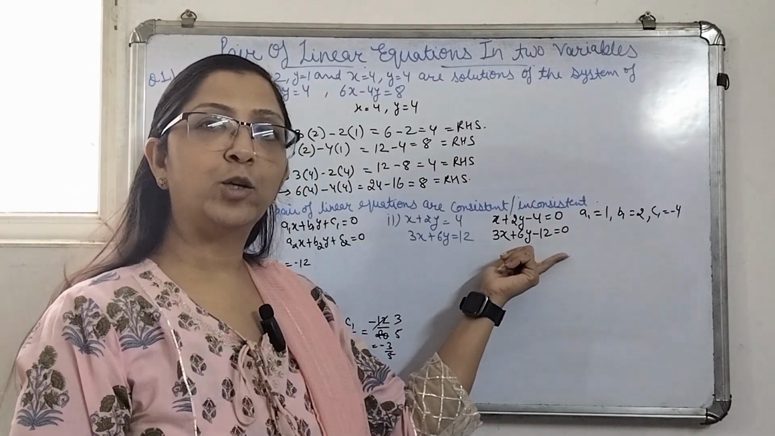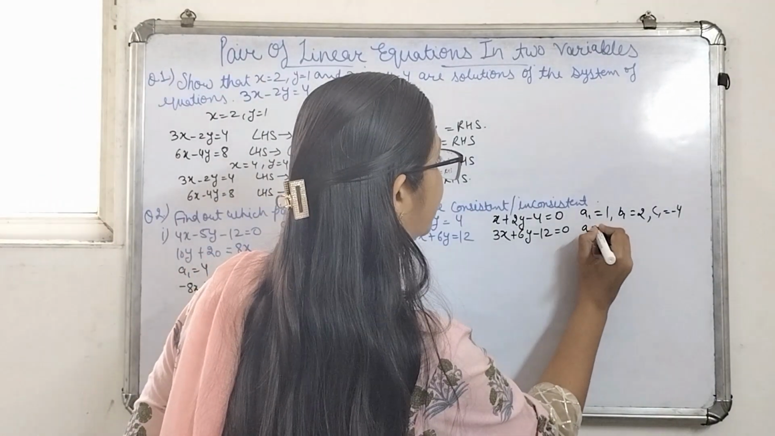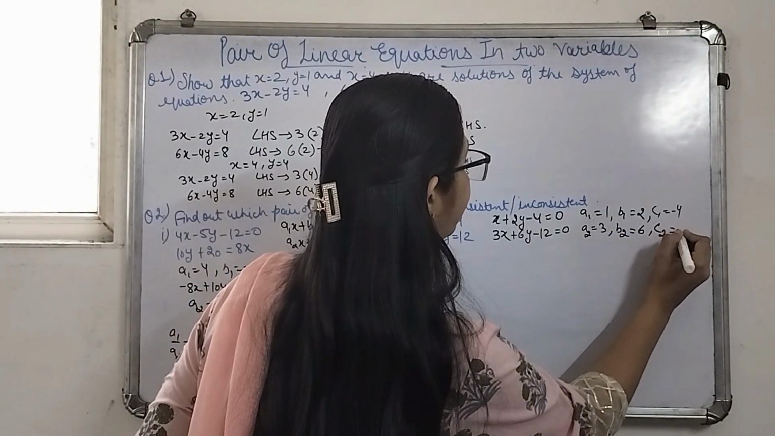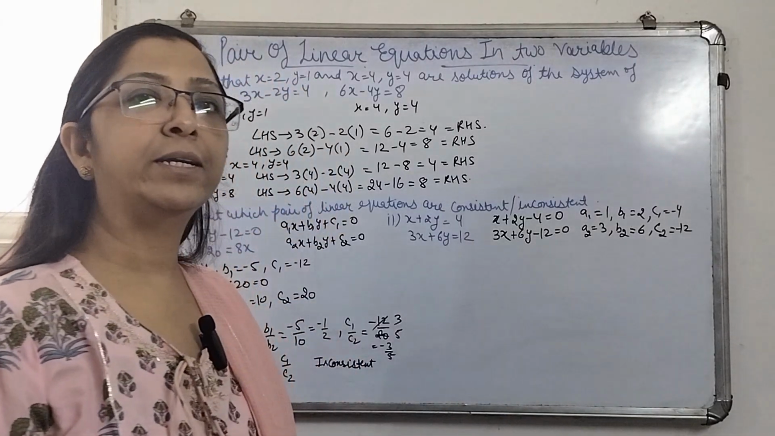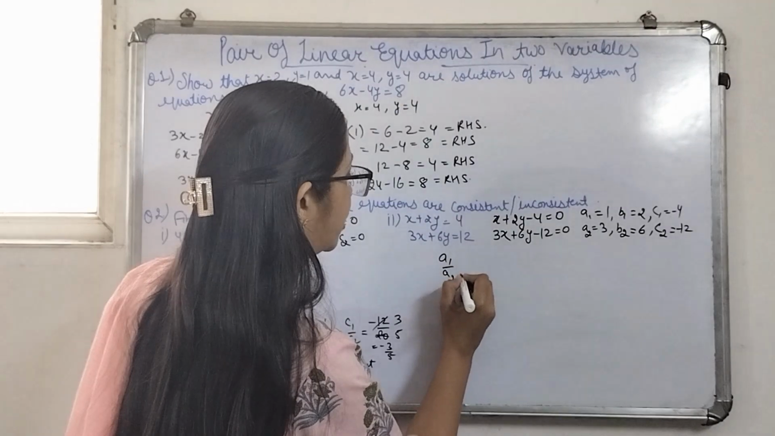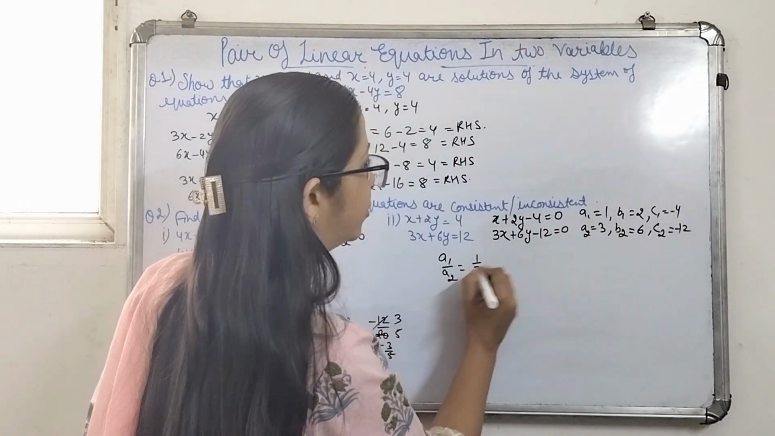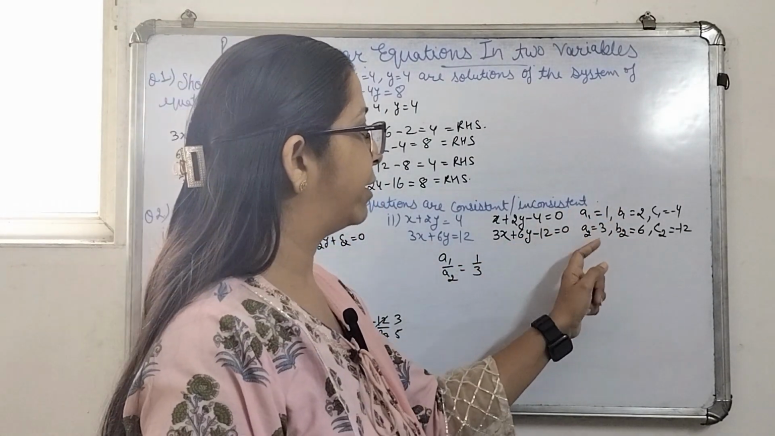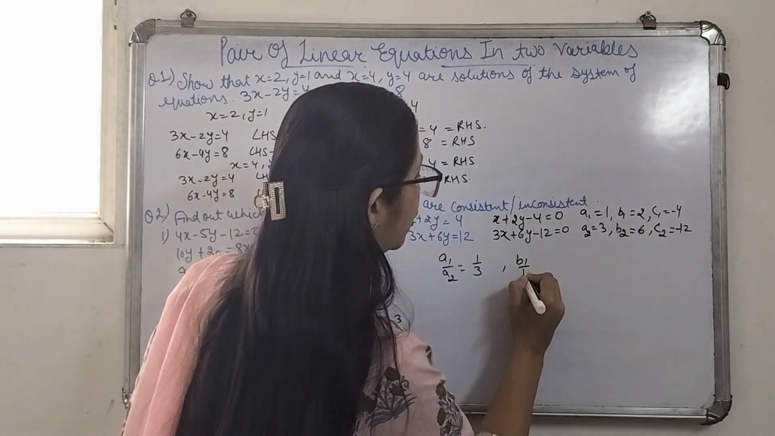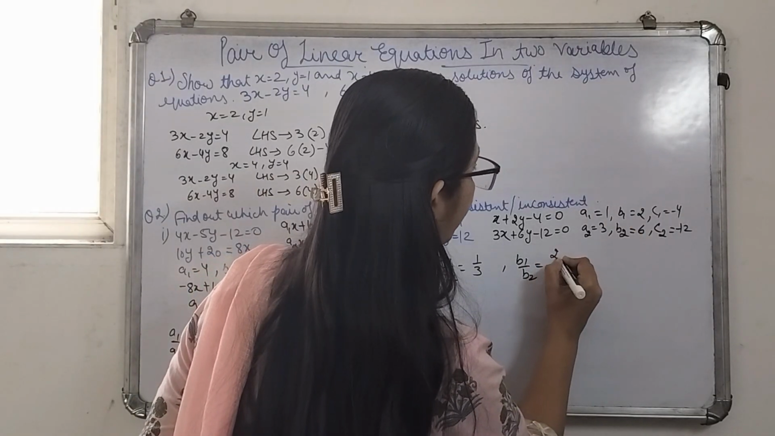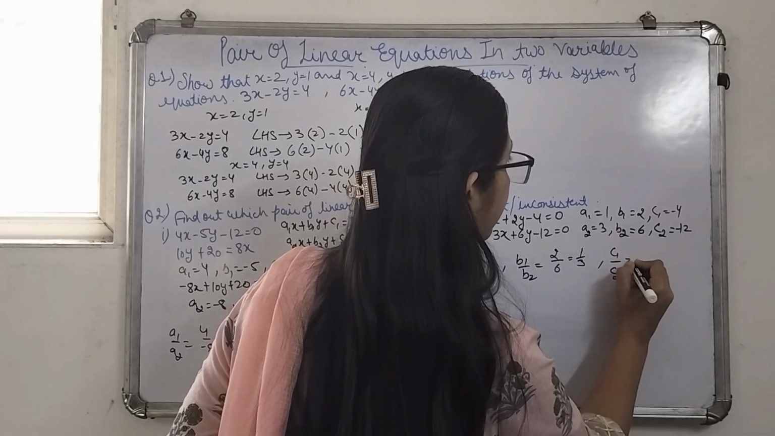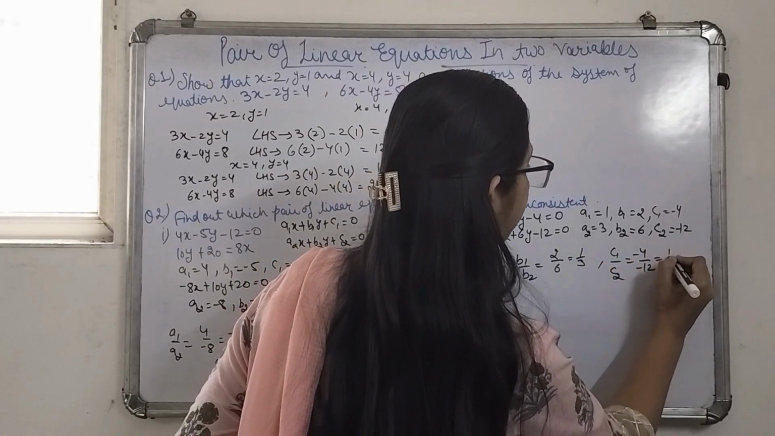Similarly, for the other equation, a2 will be 3, b2 will be 6 and c2 will be -12. Now again we will find the values of a1 over a2 and b1 over b2. a1 over a2 is 1/3, as a1 is 1 and a2 is 3. The value of b1 over b2 is 2/6, that is 1/3. The value of c1 over c2 is -4/12, that is 1/3.